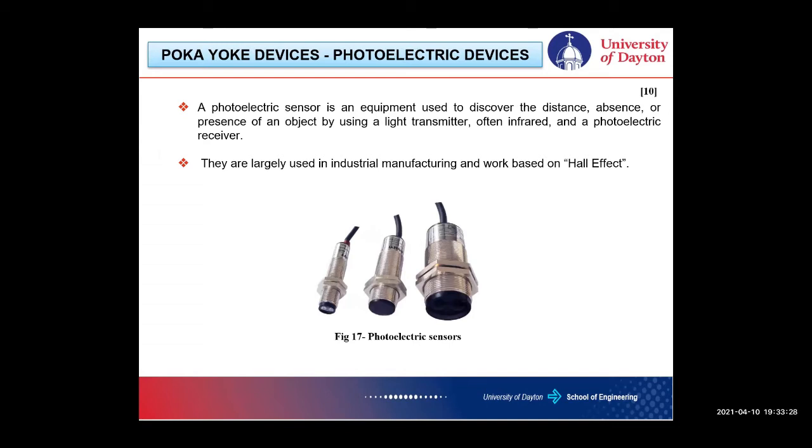Moving ahead with another type of Poka device, a photoelectronic sensor is an equipment used to discover the distance, absence, or presence of an object by using a light transmitter, often infrared, and a photoelectric receiver. They are largely used in industrial manufacturing and work based on a Hall effect.